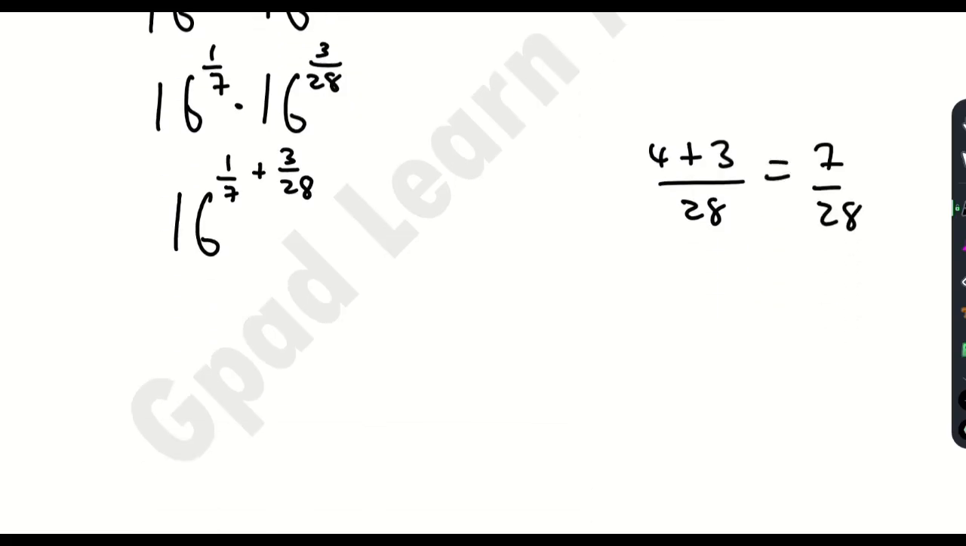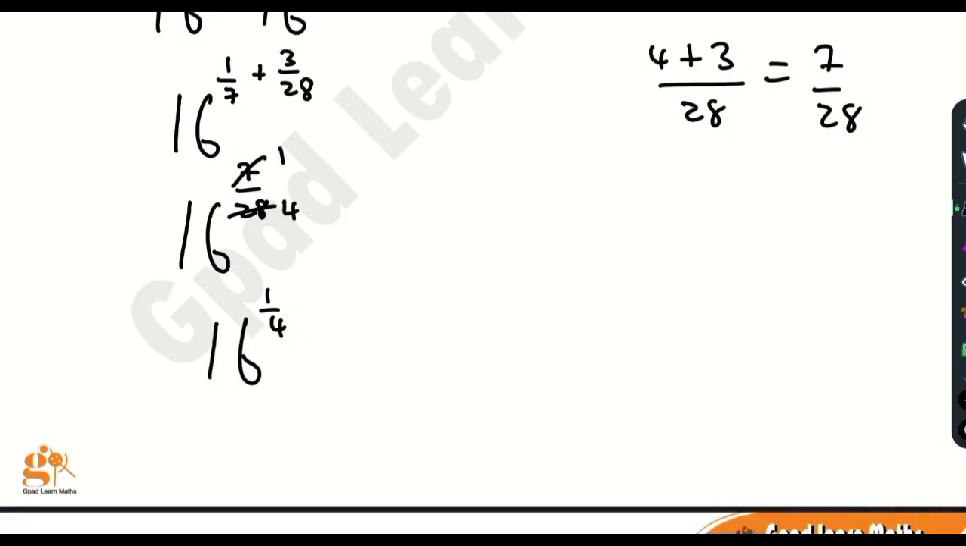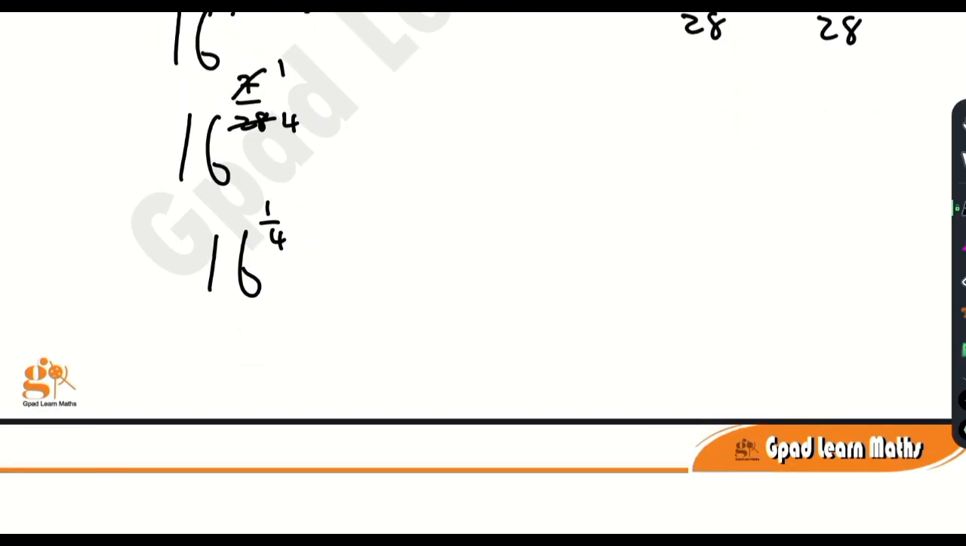So I'm going to rewrite this as 16 raised to the power of 7 over 28. Let's simplify this. 7 into 7 is 1. 7 into 28 is 4. So I have 16 raised by 1 over 4. And what did I tell you about a fractional index? The denominator is the root, while the numerator is the power. So this is the fourth root of 16. So what is the fourth root of 16? It is 2, because 2 times 2 times 2 times 2 is 16.